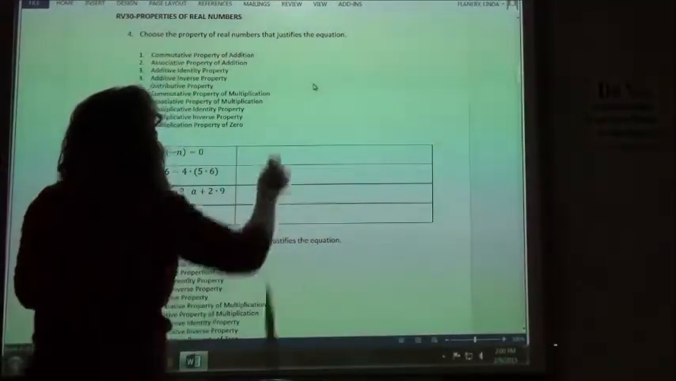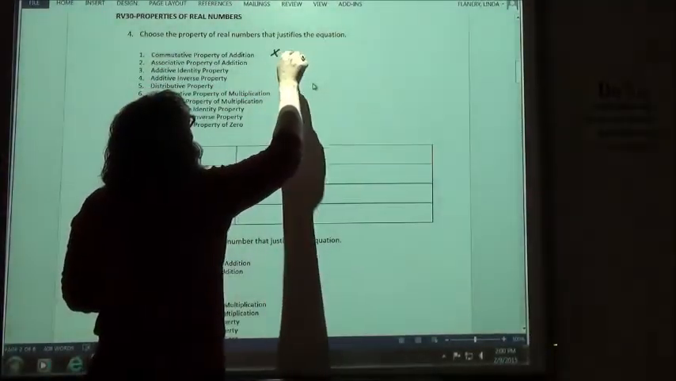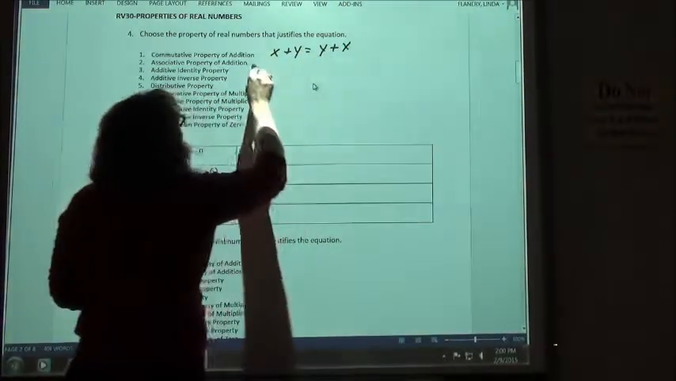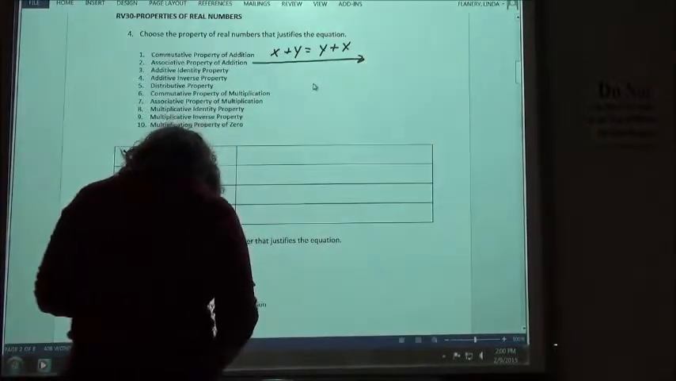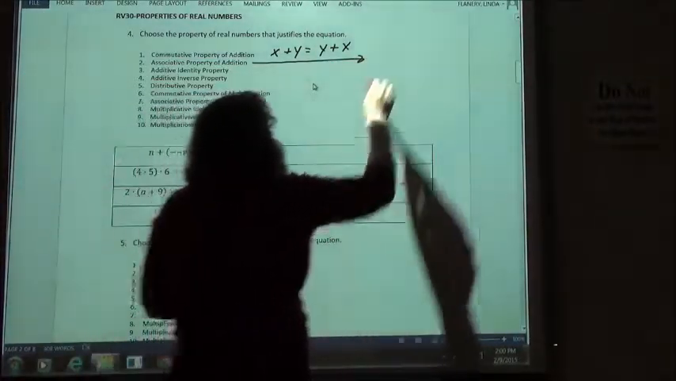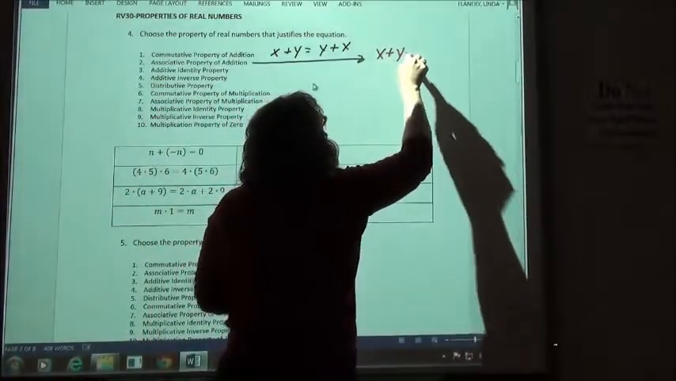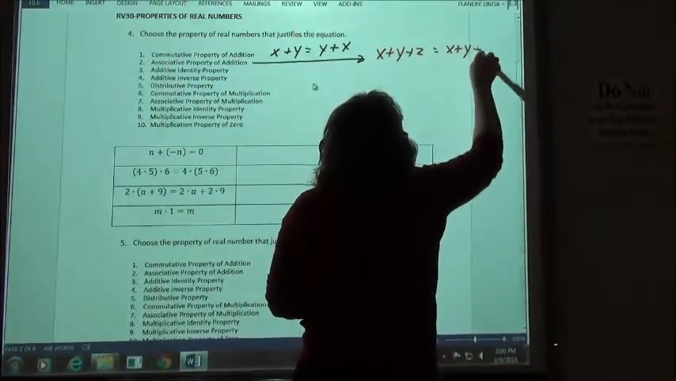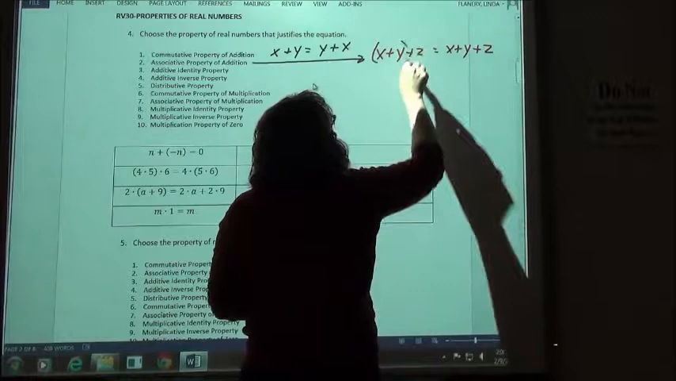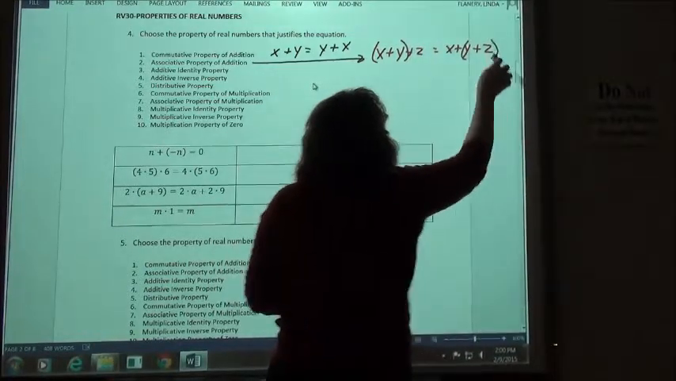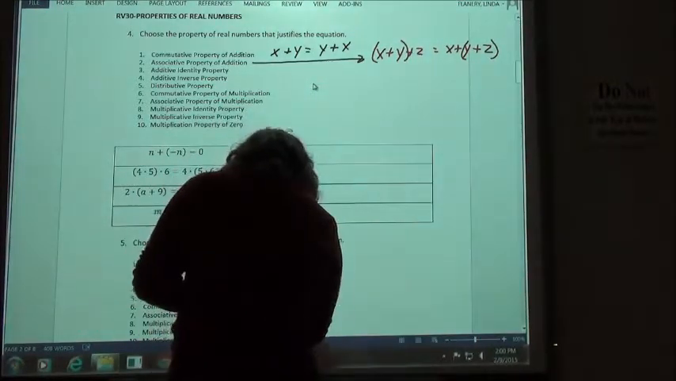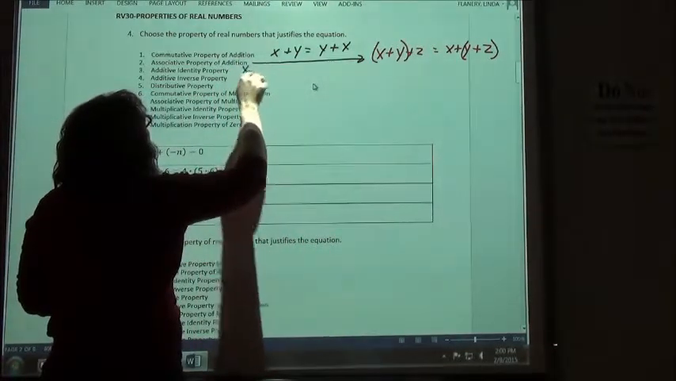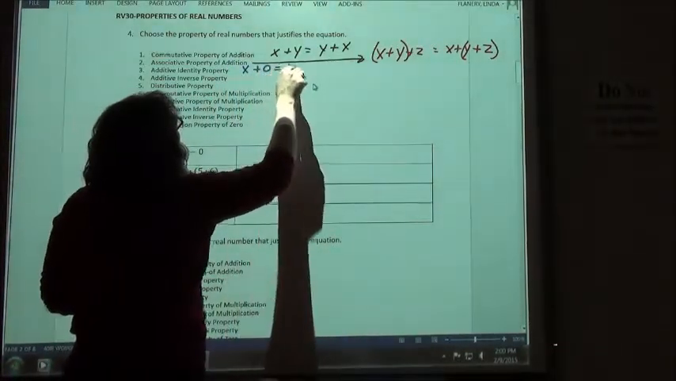So I'm going to rewrite the commutative. X plus y equals y plus x. The associative, x plus y plus z equals x plus y plus z. Parentheses around the first two, parentheses around the second two. Then we did the additive identity. X plus 0 equals x.